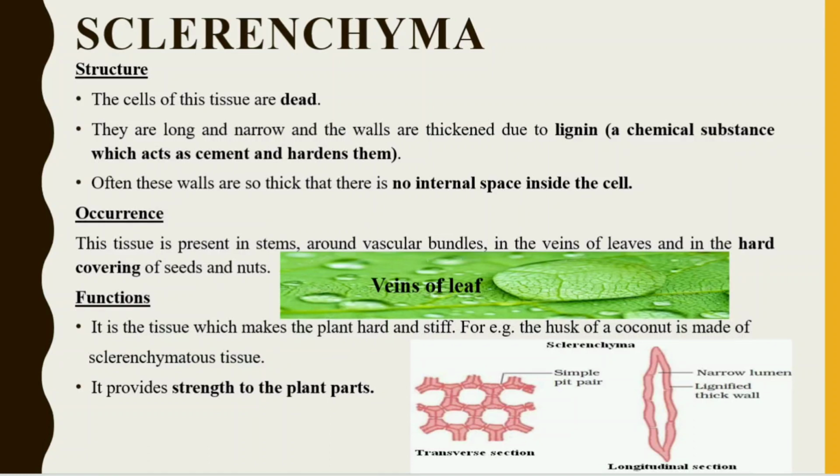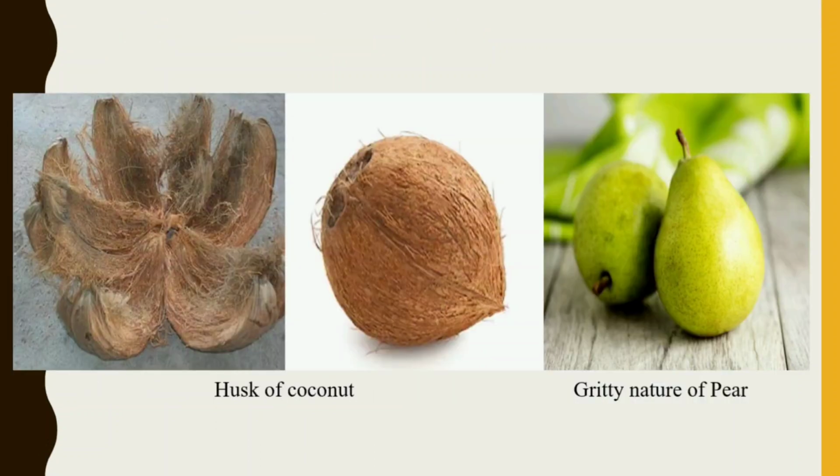They are also present in the hard covering of seeds and nuts, as the hardness will be provided due to Sclerenchyma, and that hardness is because of lignin. Function: they provide hardness and stiffness. For example, the husk of a coconut is made up of Sclerenchymatous tissue. So we can see this diagram here. There is a transverse section and the longitudinal section, and it has been mentioned very clearly, lignified thick wall which provides hardness. Coming to the next slide with some examples, husk of coconut and gritty nature of pear. These are all because of Sclerenchyma.